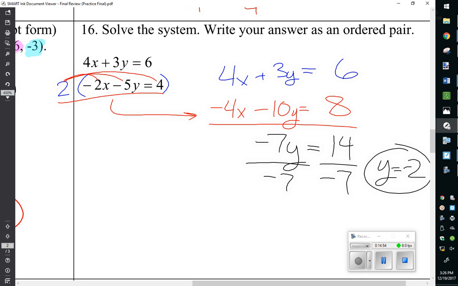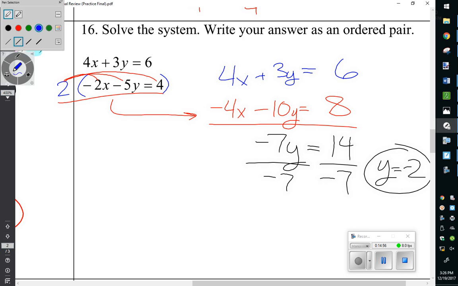Once you get one number, we're going to take that number and plug it back in. It doesn't really matter which one I plug into, they're about equal. So I'm going to plug into this top equation here. So it's going to be 4x plus 3y equals 6.